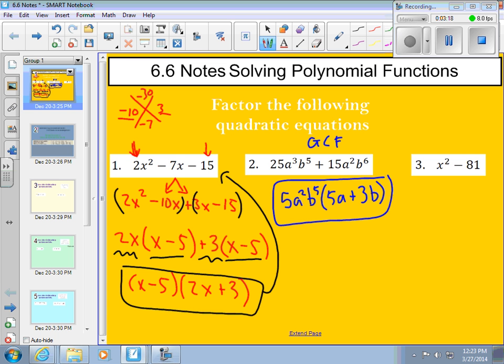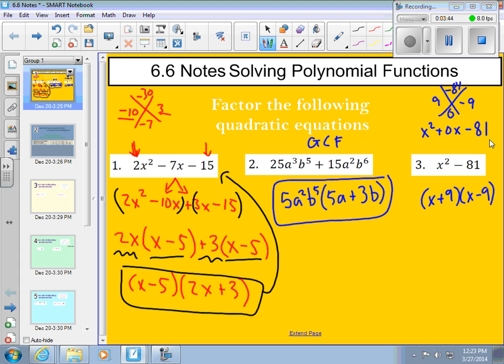All right, the last one. This one is one we're going to be talking about again today. This is one of those quadratics, but that middle term's missing. It's like plus 0x minus 81. So what's going to multiply to negative 81 and add to 0? Well, in this case, positive 9 and negative 9. So it'd be x plus 9 times x minus 9.